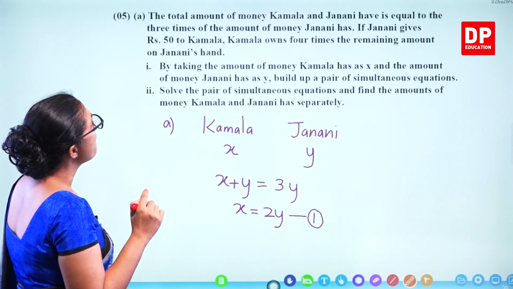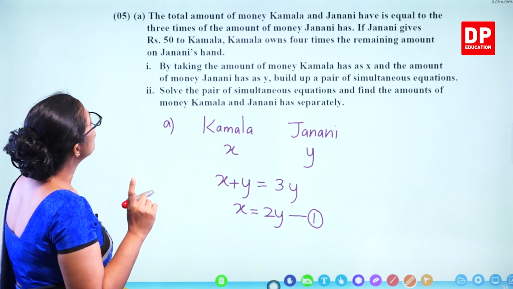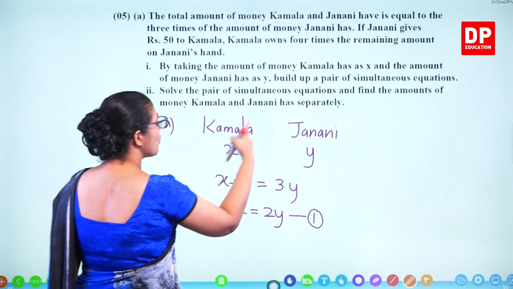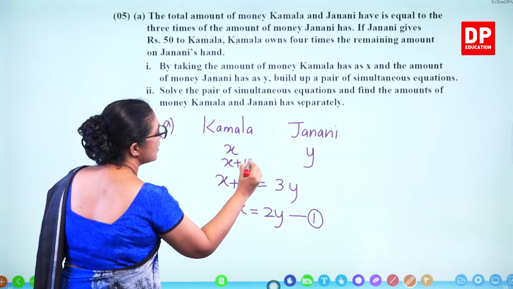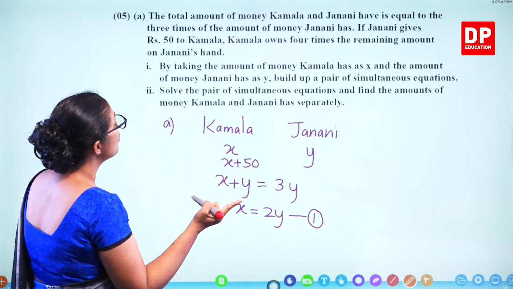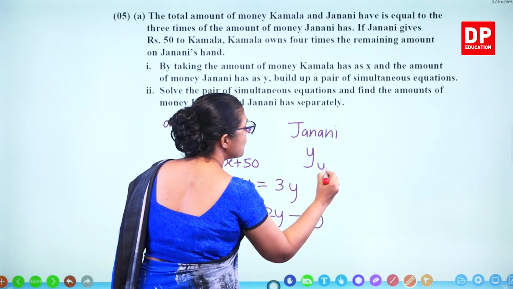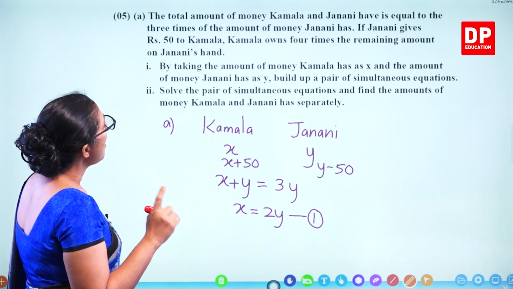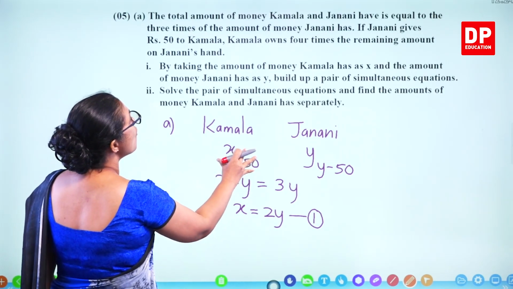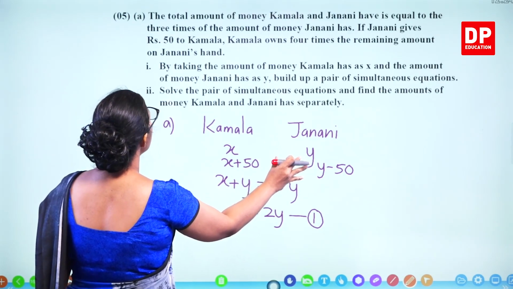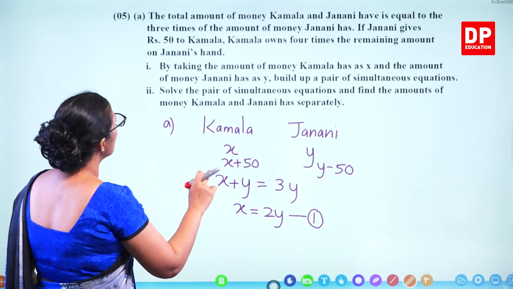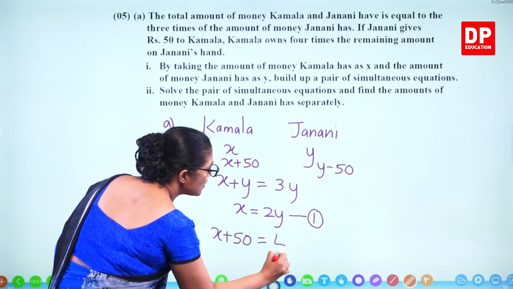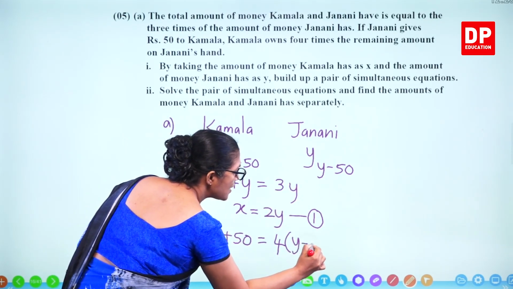Then the next one. If Janani gives 50 rupees to Kamala, now Kamala has x plus 50. Now, what's the amount that Janani has now? y minus 50. You have to subtract 50 from that. Now it says Kamala owns 4 times the remaining amount in Janani's hand. So x plus 50 is equal to 4 times the remaining amount, that's y minus 50.